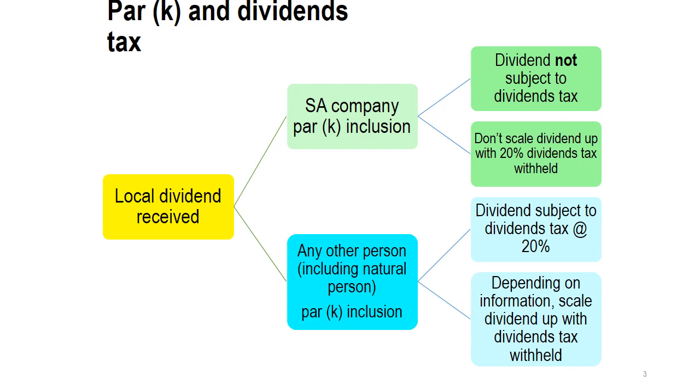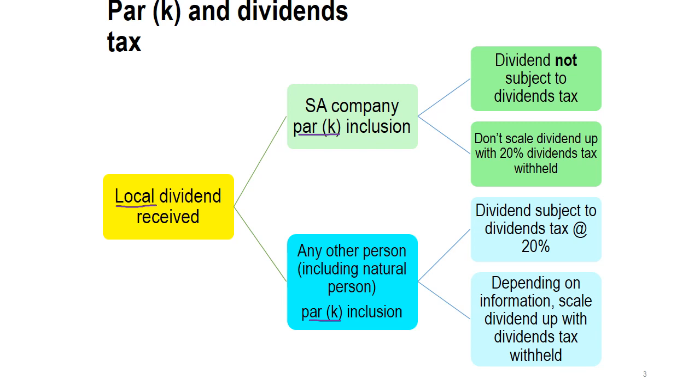Now, you will pick this up in the homework questions, and please remember that you actually have to do those homework questions. But if a person, whether it is a natural person or a company, or a resident or a non-resident, receives a local dividend, in other words, paid by a South African company, we will have a paragraph K inclusion into gross income.